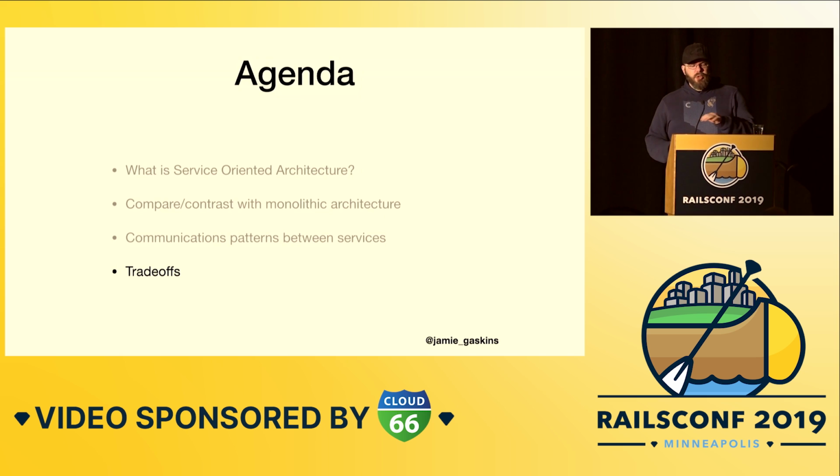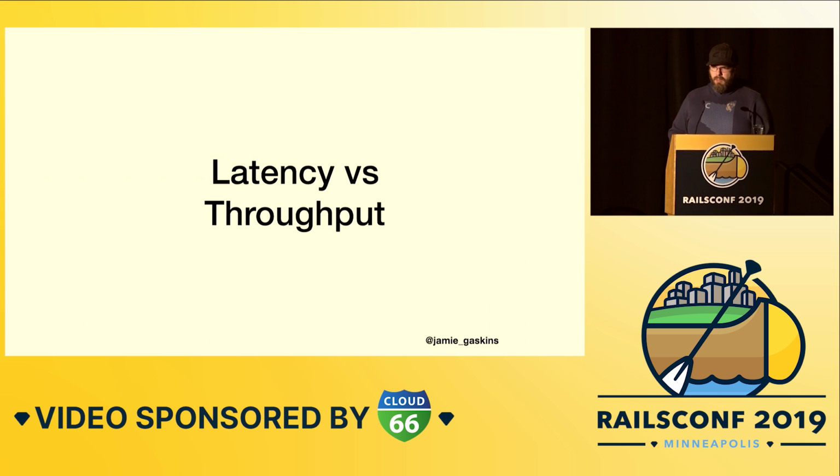And so now we're going to get into the trade-offs of using service-oriented architecture over something like a monolithic Rails app. One of the big trade-offs is latency. Latency is the amount of time that it takes to perform an action once, and throughput is how many times you can perform that action in a given time period. You can gain a lot of throughput by distributing your work across a lot of different services, but the more services that you need to talk to before a particular action can complete, the longer it takes.